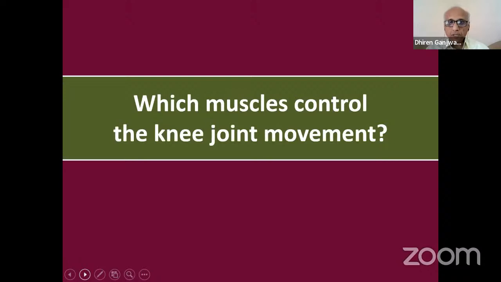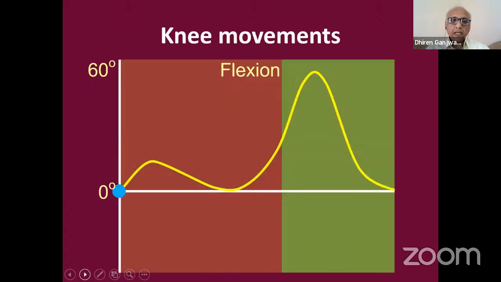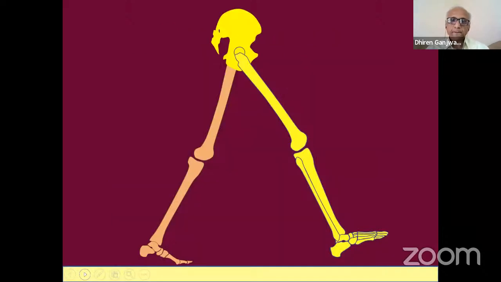So now, again, the same question: which muscles control the knee movement during the gait cycle? Like we did for the ankle, we are doing it for the knee. It starts with the neutral position. From that, there is some element of flexion. That's a small degree of flexion, again 7 to 10 degrees of flexion. And let us understand how that flexion takes place.